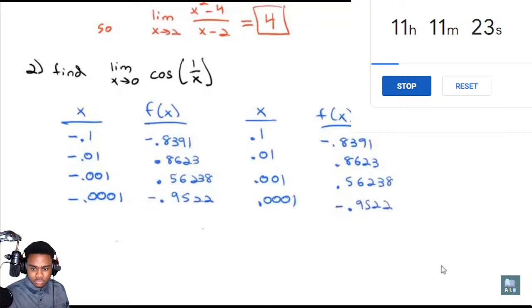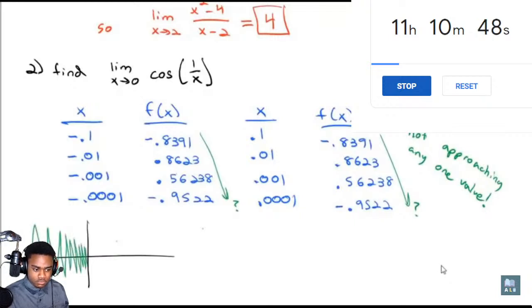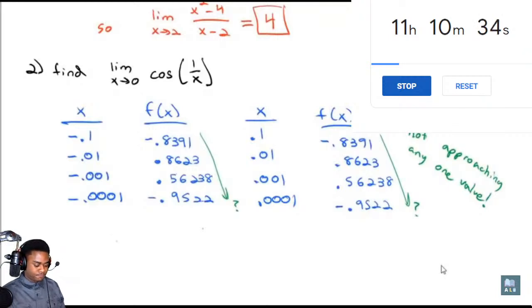Now, in the first example, coming from the left, we started approaching a number, and coming from the right, we started approaching a number. But this time, we don't seem to be doing that. We are not approaching any one value. But why? If we were to graph this function using a graphing calculator, or maybe a great website is Desmos, this graph kind of goes up and down, and then it becomes really crazy as it gets next to 0. So it's really hard to see what's happening because it's going crazy. It's not approaching any one value.